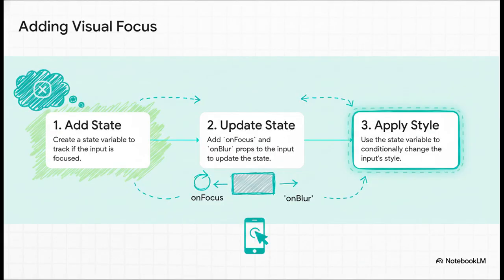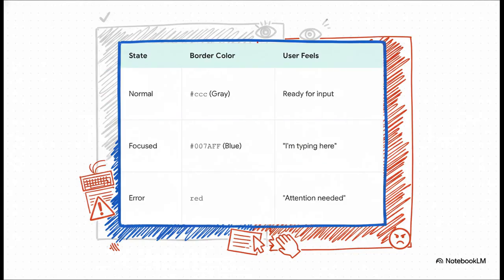And here's the best part. Adding this kind of visual feedback is so much easier than you think. It's really just 3 simple steps. First, you create a little state variable to keep track of whether the input is focused. Second, you use the onFocus and onBlur props to flip that state. And third, you just use that state to change the style, like the border color. That's it.